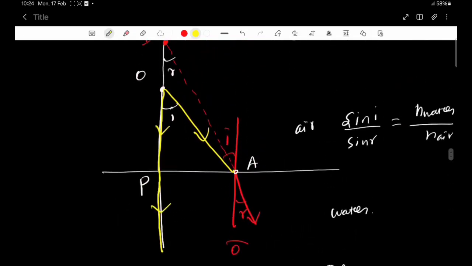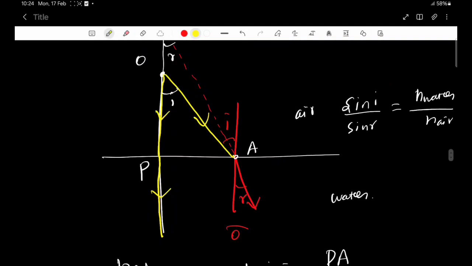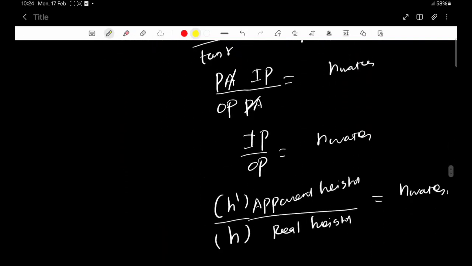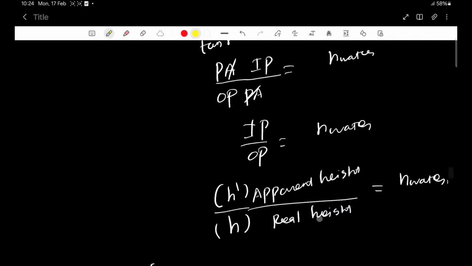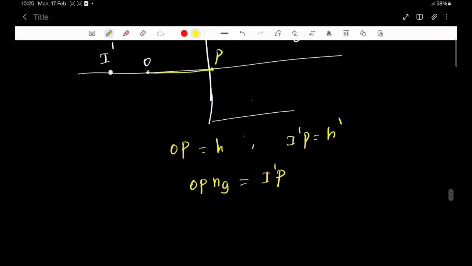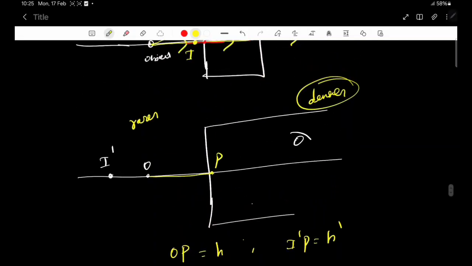Yeah, we learned from the scuba diver example the relationship between H' and H: H' equal to H into N water. So I can make use of the same formula here. I can say that OP into Ng equal to I'P. So that's where he will perceive the image.